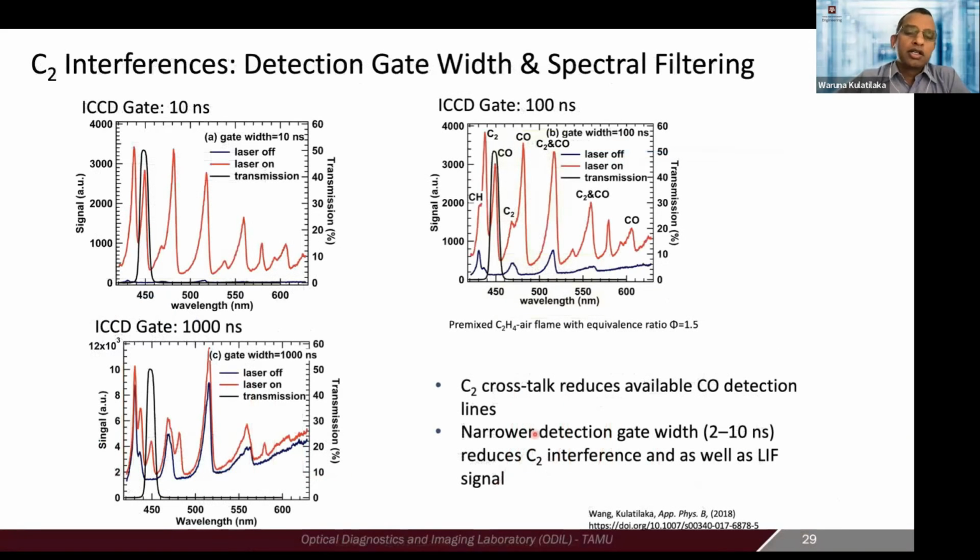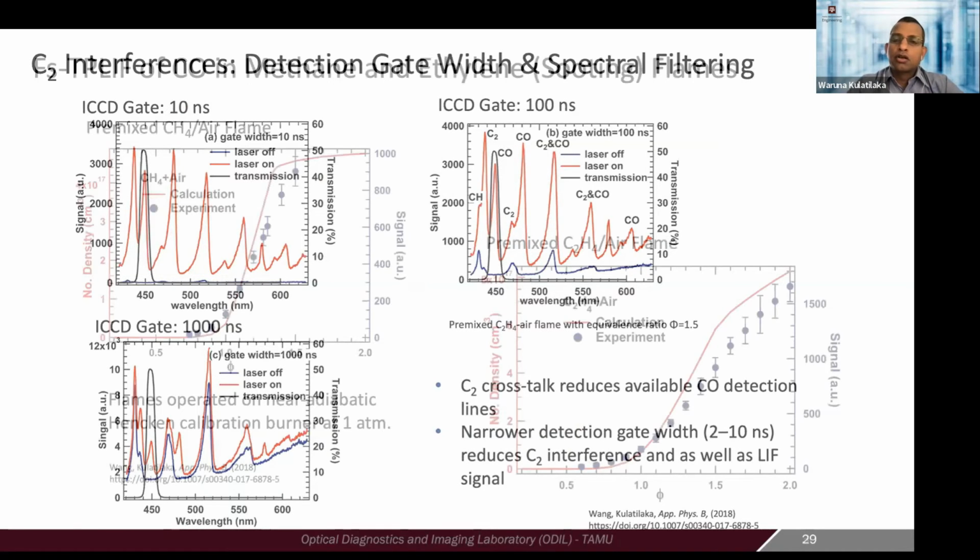So the initial work on this is trying to do time gating. You can limit your time gating, because the swan band emissions come from flame emissions, and some of them are laser generated. The flame emissions can be corrected by reducing your detection gate, going from 10 nanoseconds to 100 nanoseconds to 1000 nanoseconds. So basically the bottom line here is you should try to get your detection bandwidth as short as possible.